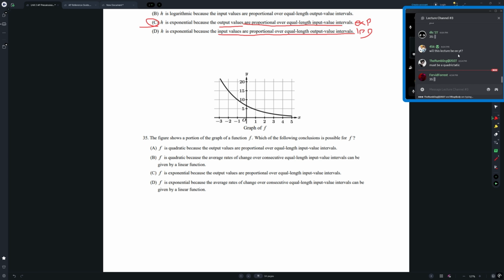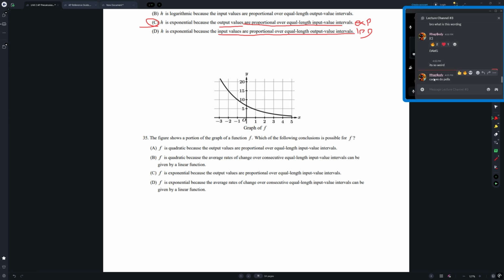Must be a quadratic. Okay, 35 is... This is the AP Precalc wording. I don't think you have a name, so I can't really say it. That's all AP Precalc wording. This average rate of change is over consecutive equal length.